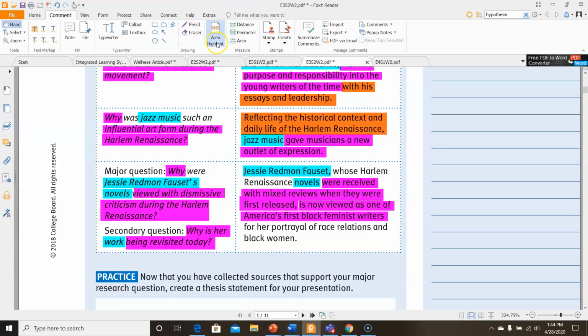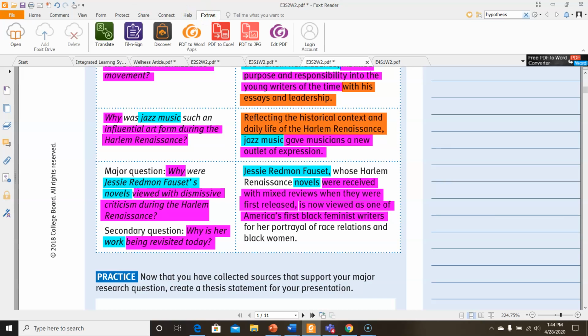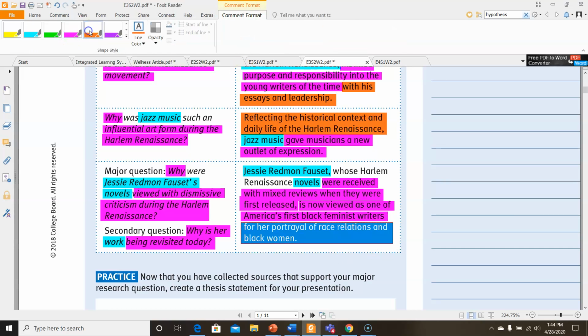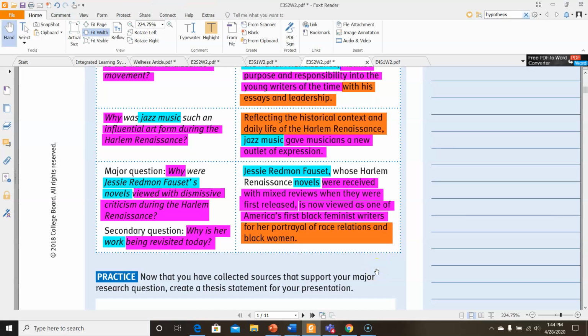For her portrayal, these are the two things that I'm going to be talking about in my paragraphs. I'm going to be talking about her portrayal of race relations and Black women. So I'm going to have one paragraph on race relations and one paragraph on Black women. And that is how I would do that.